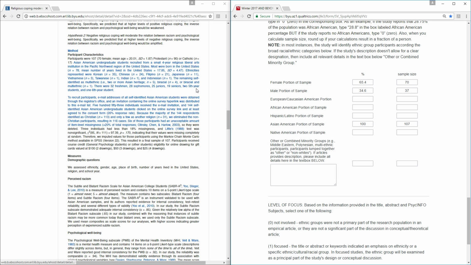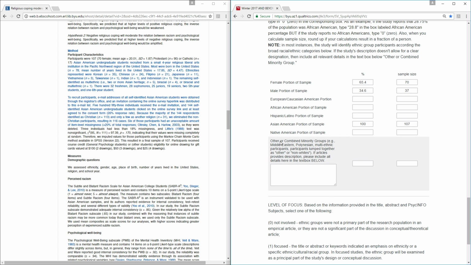So for example, if this study listed 80% white participants, 10% black, and then 5% Vietnamese, 5% Chinese American, we would not report Chinese and Vietnamese American separate from one another. We would combine them into this Asian American category here.